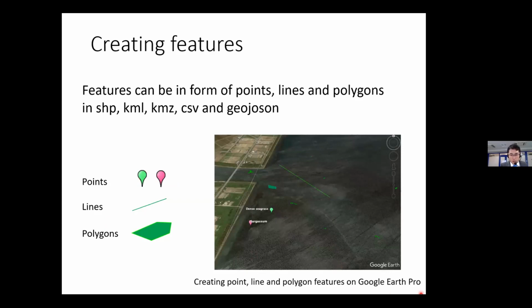Okay, let me explain a little bit. Features can be in the form of points, lines, polygons, and these are images of points, lines, polygons, and you can use all kinds of different shapes as a training data set.